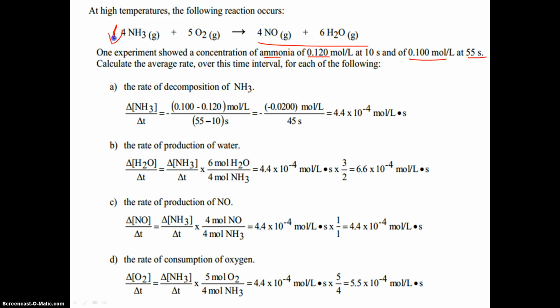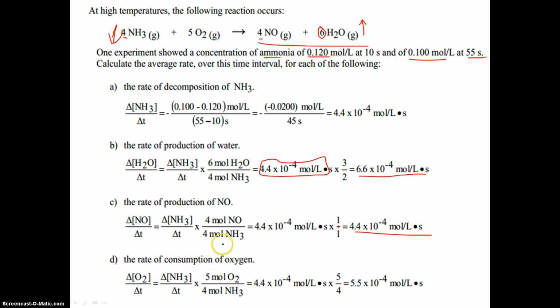The second question was, what's the rate of production of water? If ammonia is being consumed, then water has to be produced because that's a product. We take the same rate that we had for ammonia, and then we just multiply it by whatever the molar ratio is. Here we have 6 to 4, which is 3 over 2 in simplified terms. You multiply by 3, divide by 2, and that's your rate right there. For the rate of production of NO, it's a 1-to-1 relationship because this is 4 and this is also 4 moles, so you just do 1 over 1, and you should get the same answer.